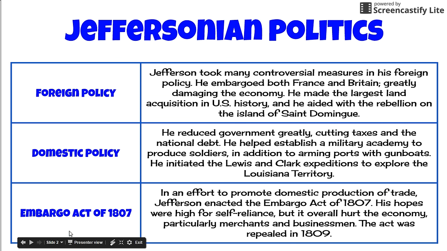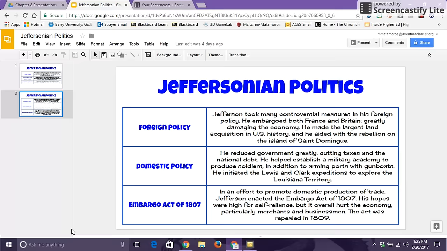So I hope this clears things up a little bit as an overview of what Jefferson believed about the way things worked in terms of governing. And we'll pick this up next time.